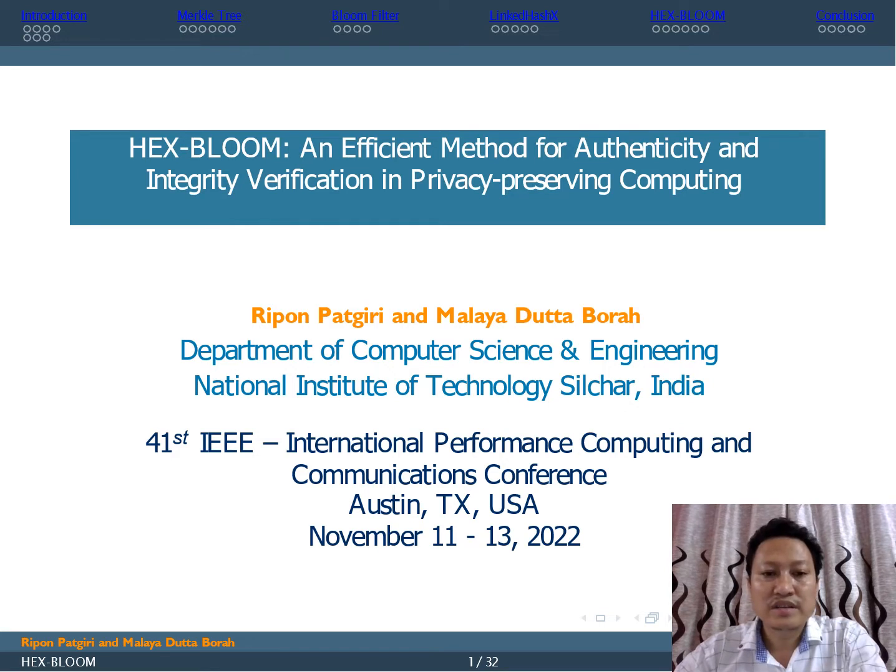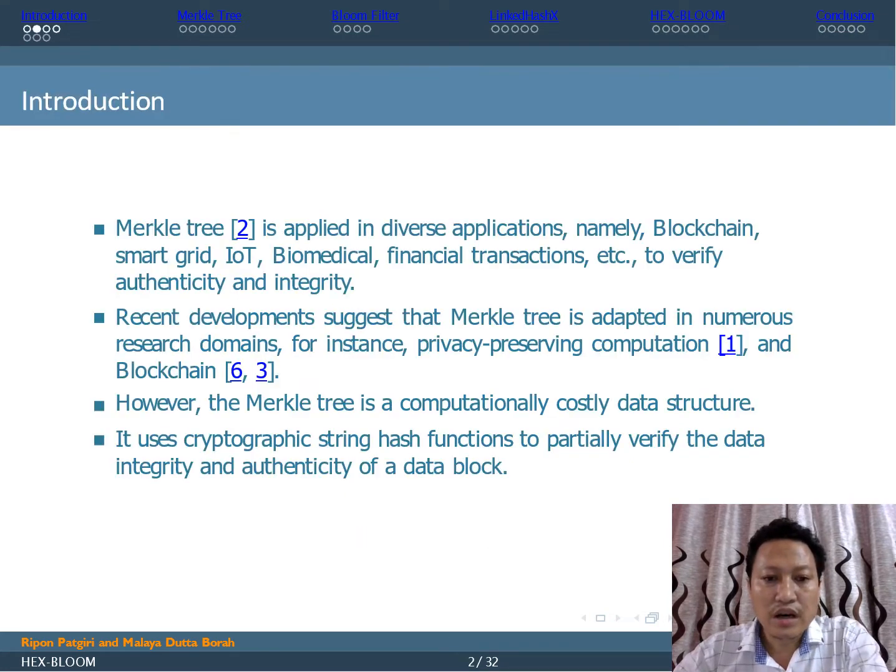We are going to present HEX-BLOOM, an efficient method for authenticity and integrity verification in privacy-preserving computing. Merkle tree is applied in diverse applications to verify authenticity and integrity. Recent developments suggest that Merkle tree is adopted in numerous research domains, for instance, blockchain.